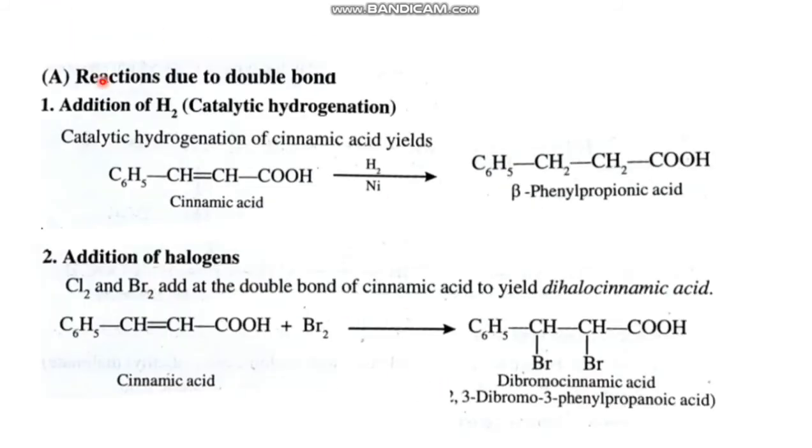The first one, reactions due to double bond. First one, addition of H2. In this reaction, cinnamic acid undergoes hydrogenation in presence of nickel as catalyst. We will get beta-phenyl propionic acid, which may also be called 3-phenyl propanoic acid.